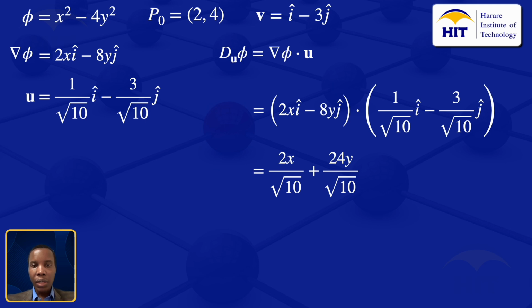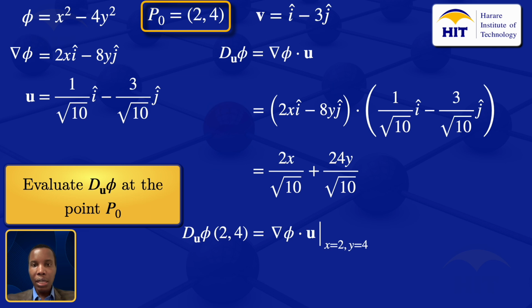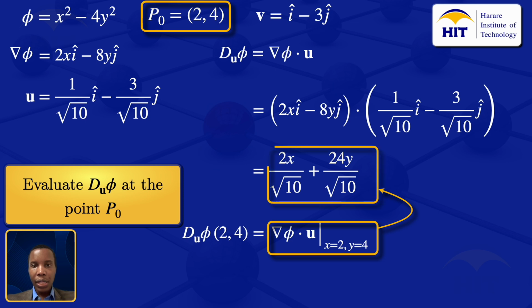We need to evaluate that directional derivative at the point (2, 4), which is our p naught. So I can write grad phi dot u at the point x equals 2, y equals 4. So what we are saying here is x equals 2, y equals 4, and we substitute them into the directional derivative that we have just obtained.